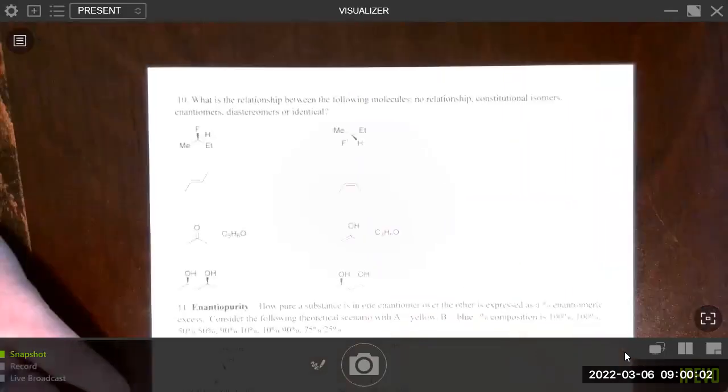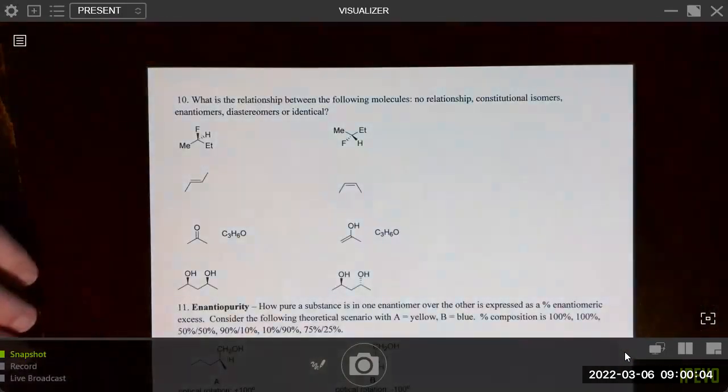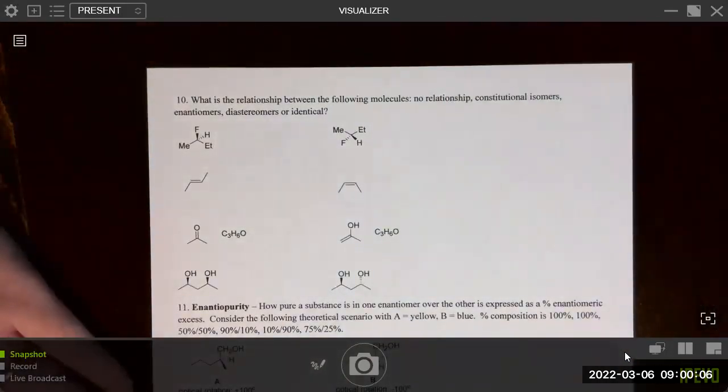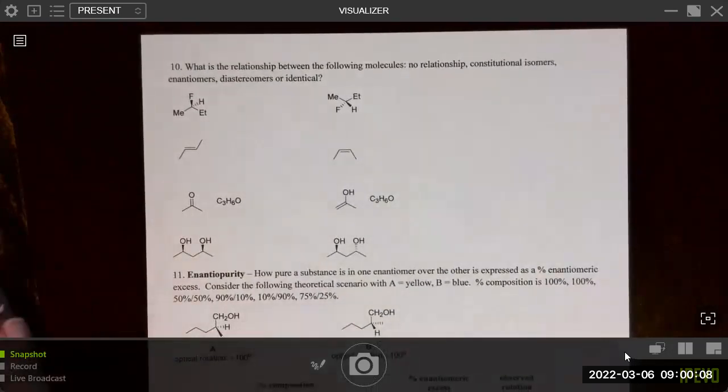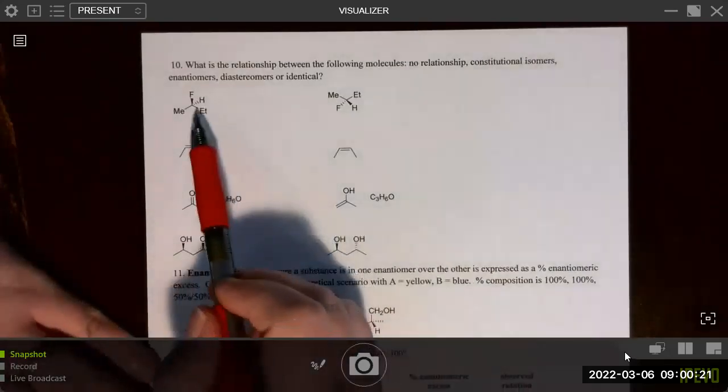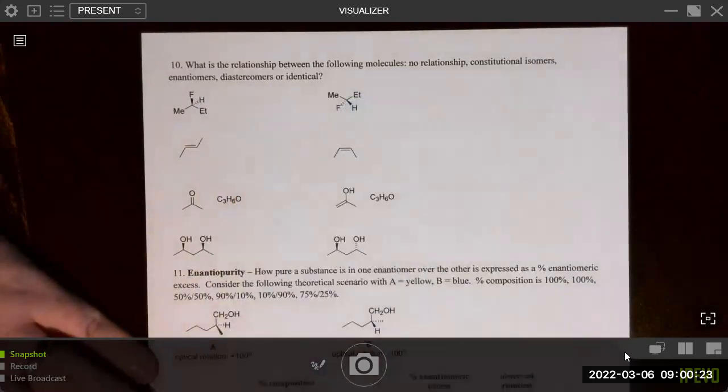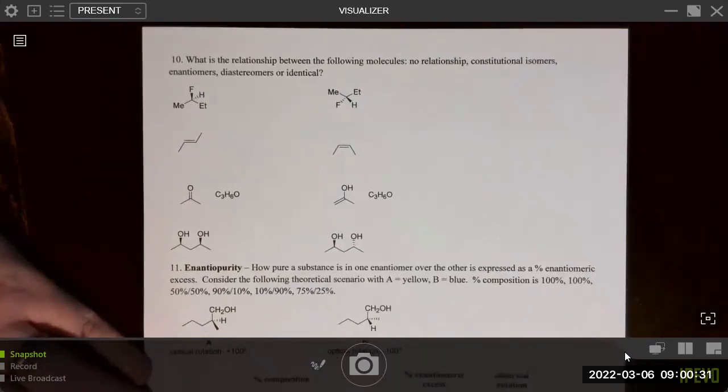Looking at the next question here, we have more practicing what is the relationship between the following molecules. There might be no relationship, constitutional isomers, enantiomers, diastereomers, or perhaps they're identical. So let's go ahead and look at this one. I always like to show people how they might be able to do it without identifying the configuration first, just by manipulating one of the molecules.